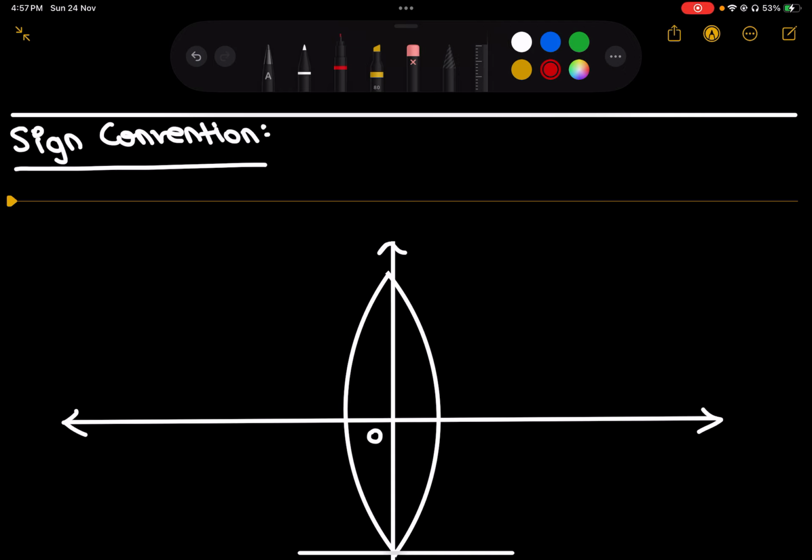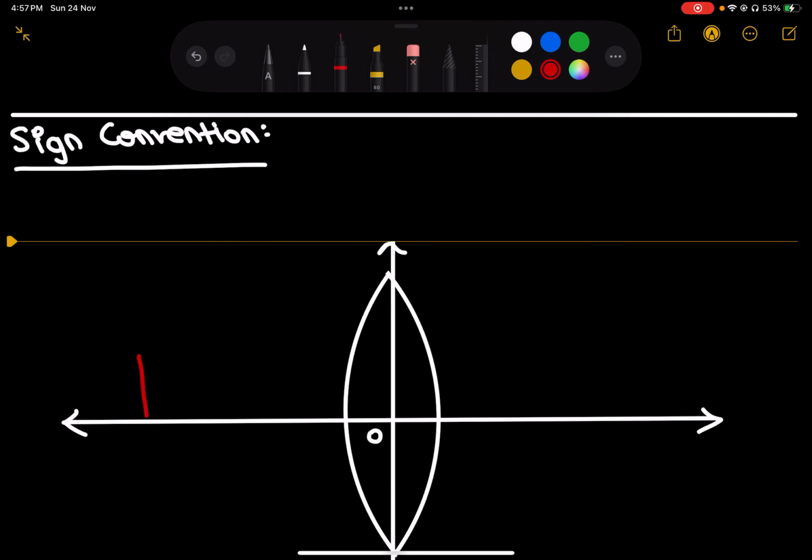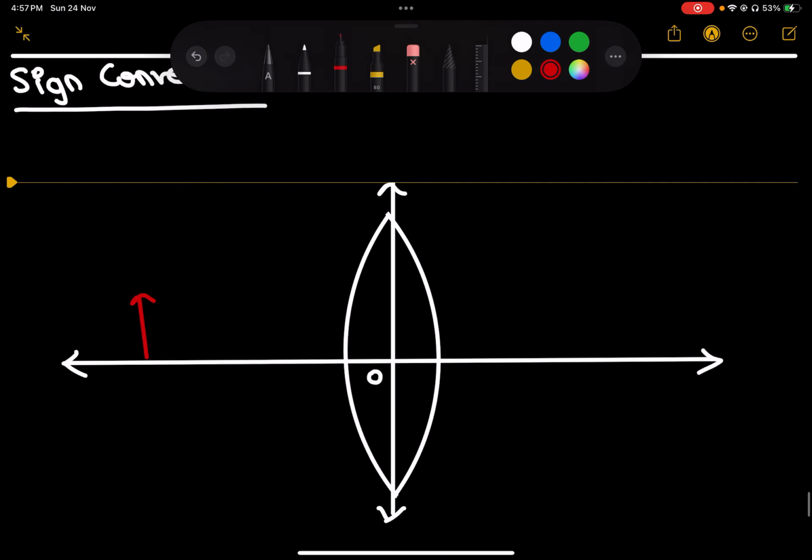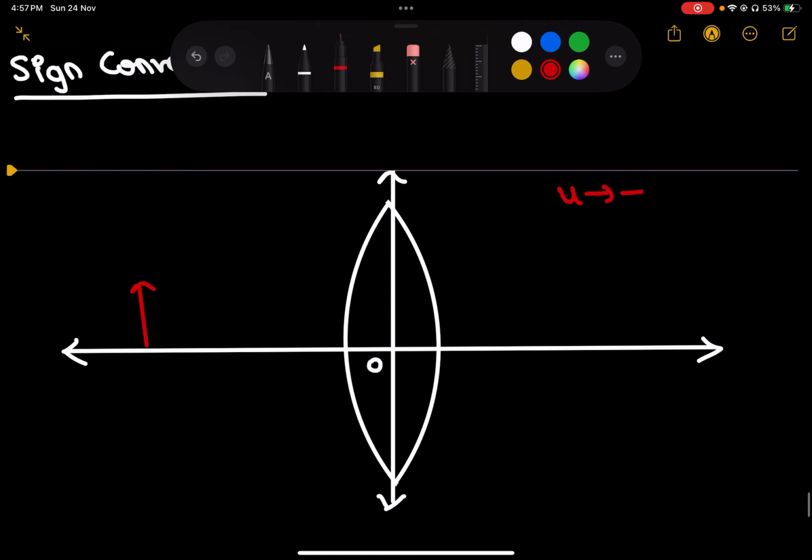The first rule is that the object is always kept on the left hand side of the lens, always on the left hand side. So that always means that u is negative. I hope you remember what u is. u is the object distance, the distance of the object from the optical center of the lens. That is u. I'm sorry, I wrote nu. It's not nu, it's u.